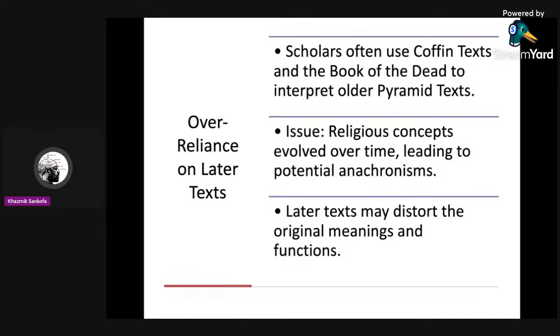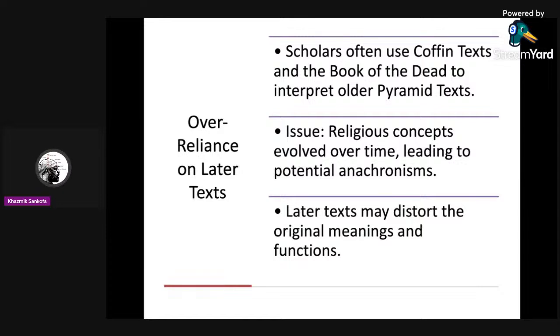Now, I do agree with this, that scholars use... Sister Queen, what's up? Hey, peace, sister, peace.